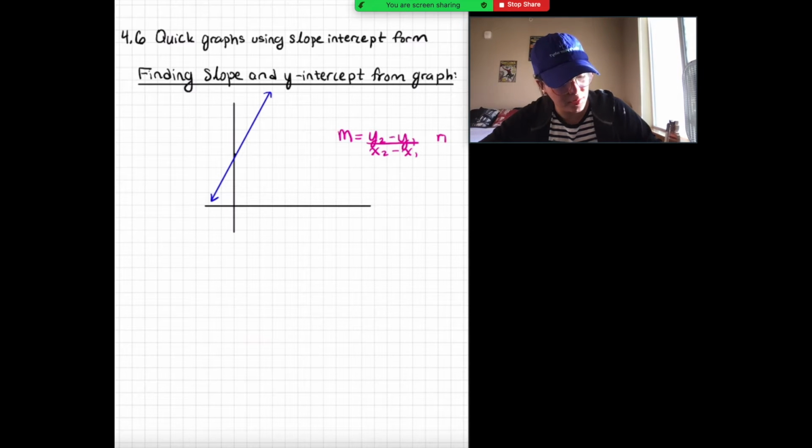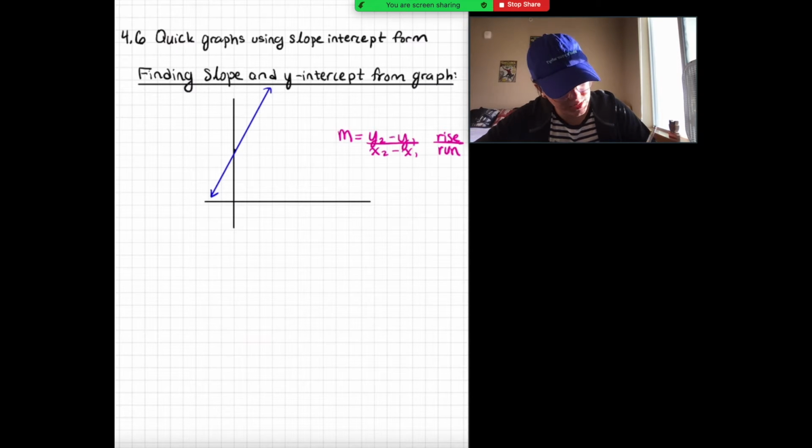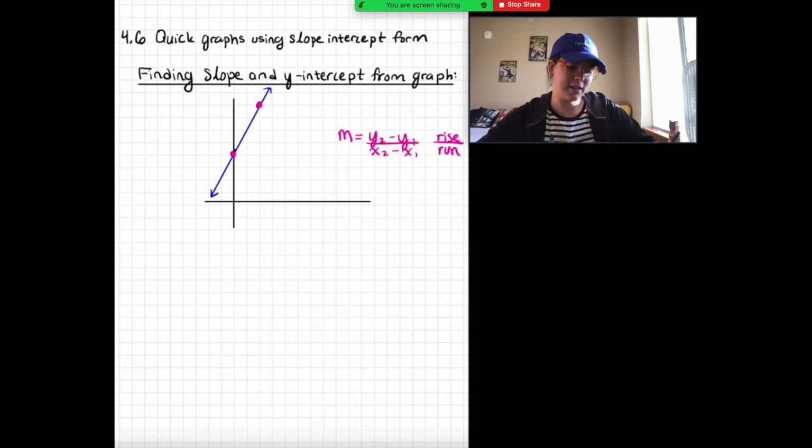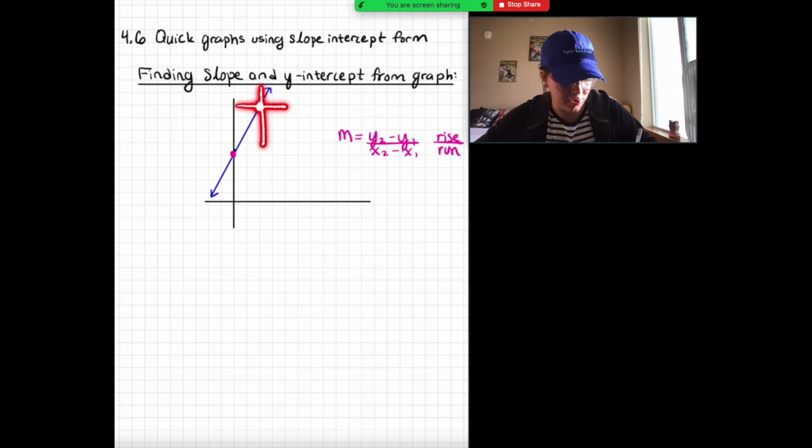So if we're given a graph and we're asked to find the slope, all we have to do is pick 2 points that fall relatively nicely on the graph. So for instance, I noticed that this point here lies nicely on our graph, and this point here also does. And when I say nicely, I mean that it lies on a point in our grid line. So it lies right here in our grids.